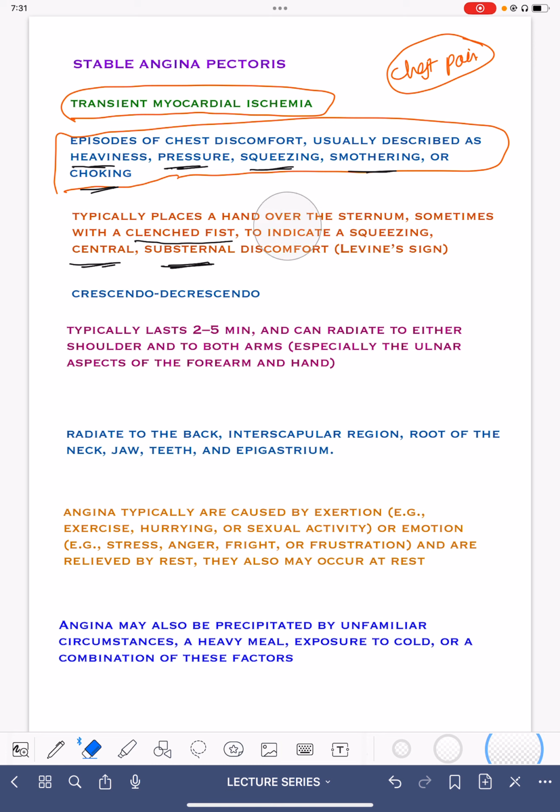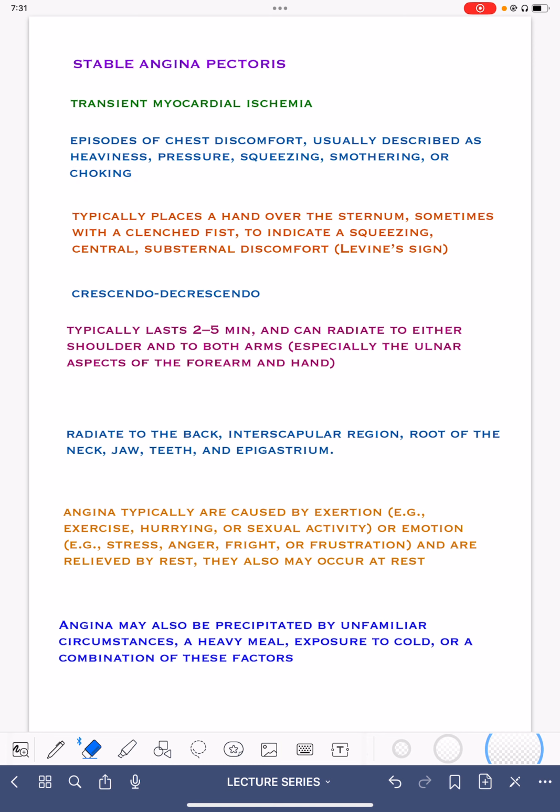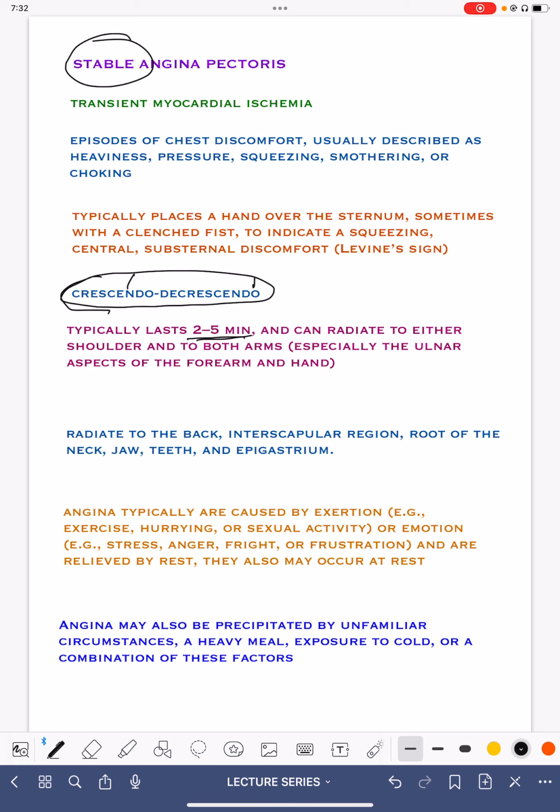One thing is for sure: this chest pain is usually constant, but the intensity of the pain is very commonly increasing and decreasing. So the chest pain increases and decreases, increases and decreases, which we call a crescendo-decrescendo pattern, that is, increasing and decreasing in intensity. This chest pain usually lasts for 2 to 5 minutes because this is stable angina. Whenever we refer to a pain as unstable angina, then this pain will last for more than 10 minutes.